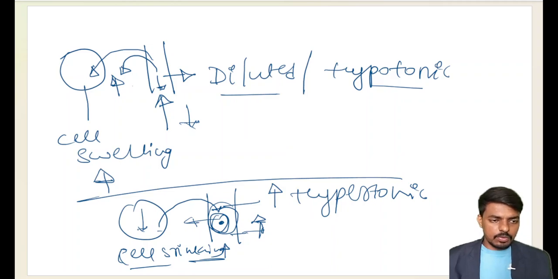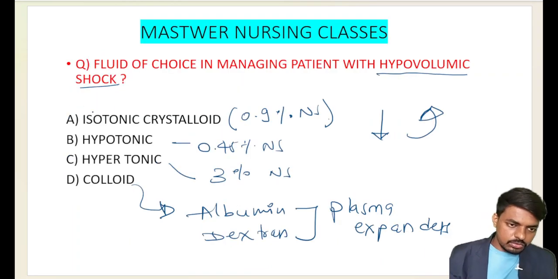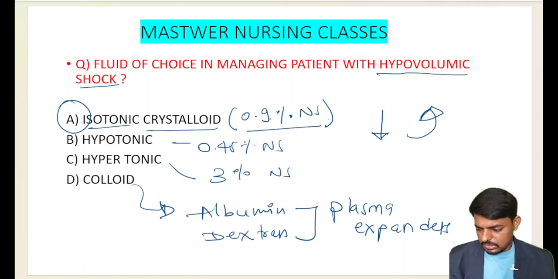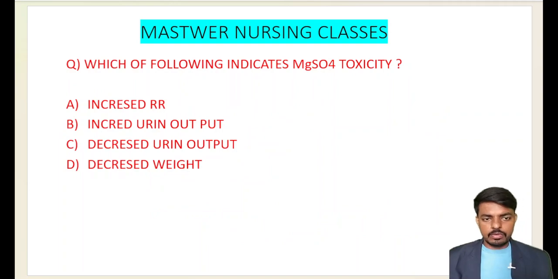Okay, very important. So those who answered isotonic solution, isotonic crystalloid 0.9% NS, your answer is 100% correct. Okay, so let me move to the next question.